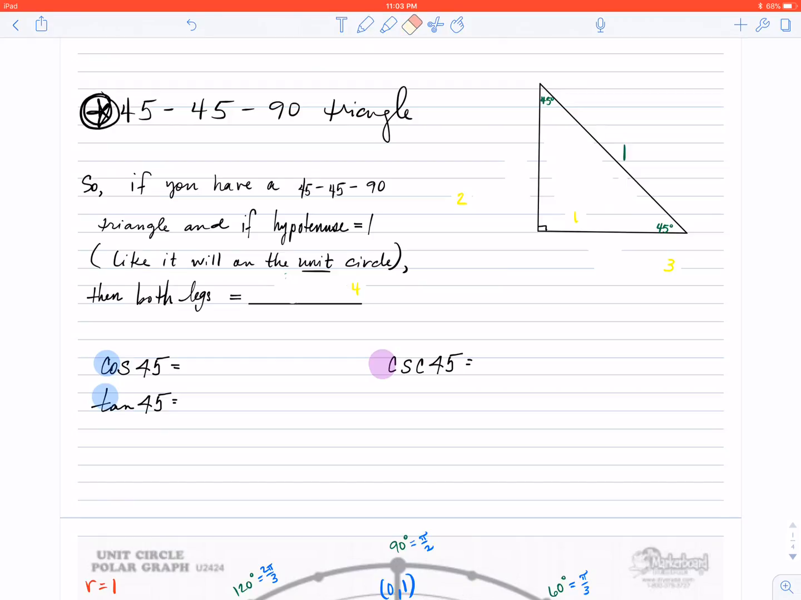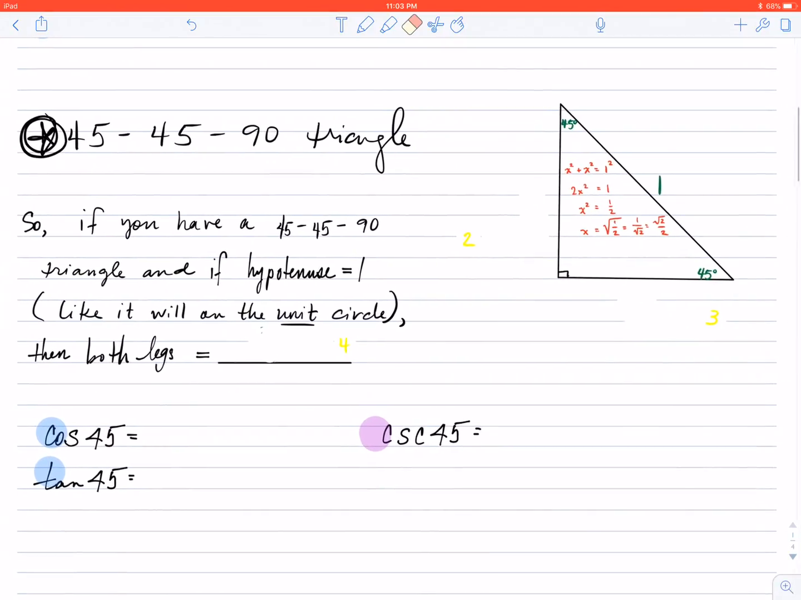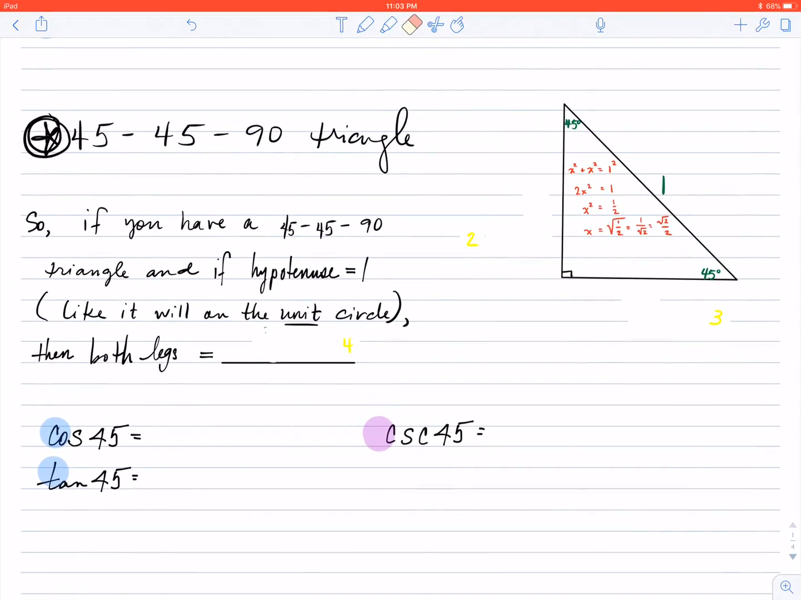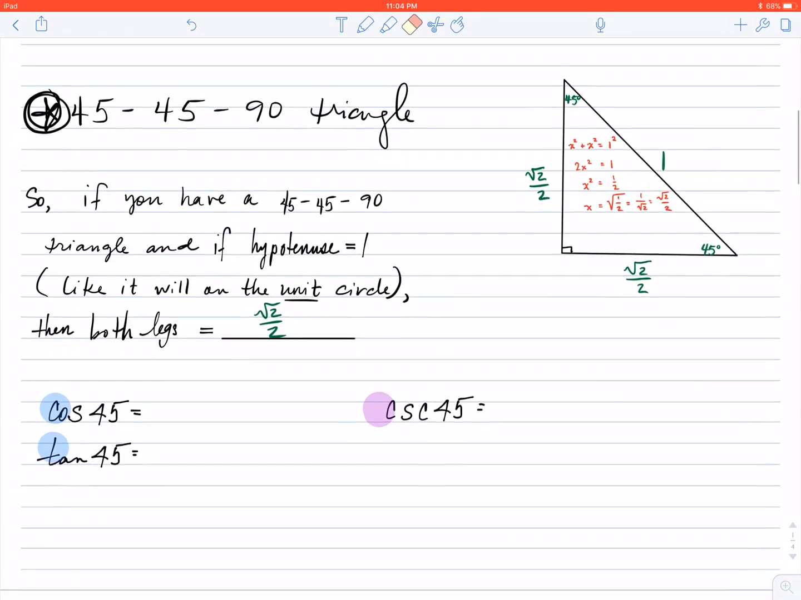Now, in order to figure this out, I need to do my Pythagorean theorem once again. And so I've got my Pythagorean theorem. You can take a look at that on your own time. But what I find out is that each of the legs is going to be root 2 over 2. So if my hypotenuse is 1, again because that's the radius on my unit circle, then both of the legs of a 45, 45, 90 are going to be root 2 over 2.